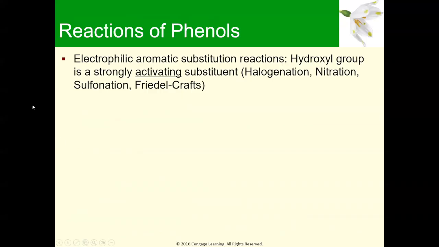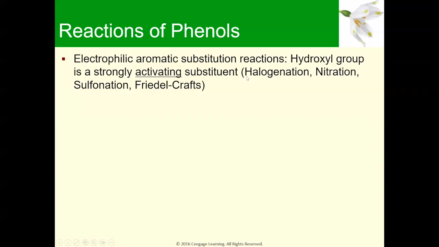Okay, so now we're going to shift gears a little bit and start talking about the reactions of phenols. Remember, that's a benzene ring with a hydroxyl group. And one thing that we have learned about the hydroxyl group on a benzene ring is that it activates it. So you get easily electrophilic aromatic substitution on a phenol. And again, that's because the hydroxyl group, the OH group, is strongly activating.